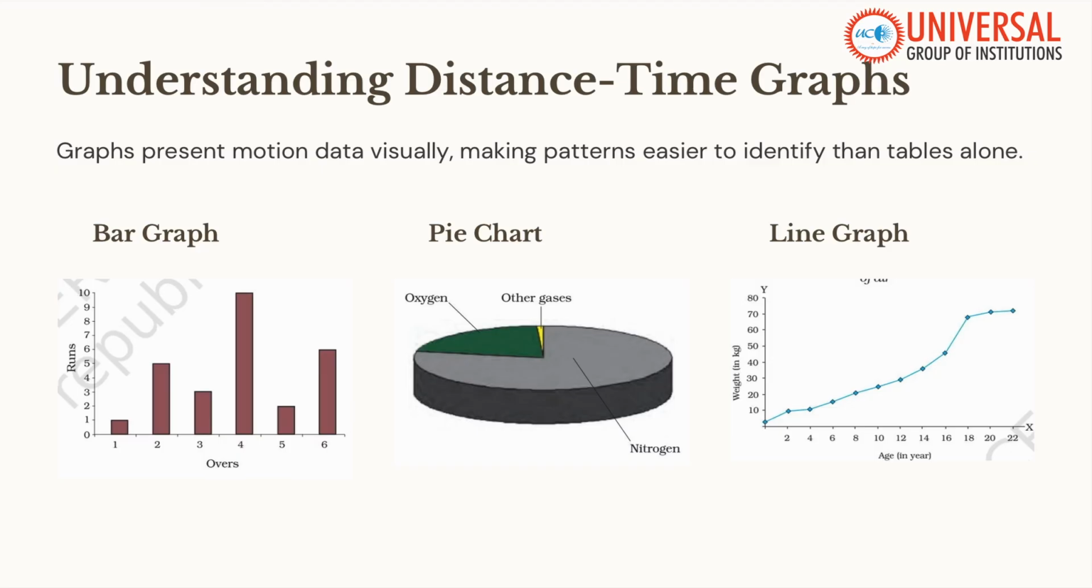Once distance and time are known, speed can be calculated easily. So how can we calculate speed? With the help of distance and time, we can easily calculate speed. How? Distance is equal to speed times time. Or I can also say time is equal to distance divided by speed.